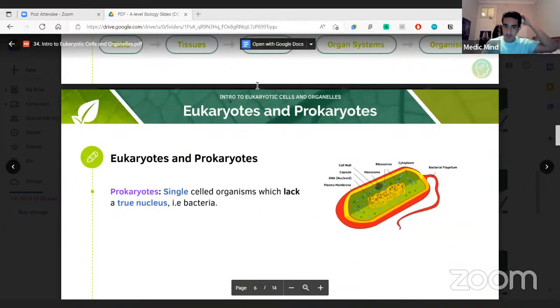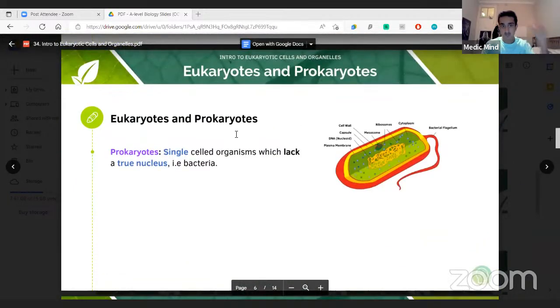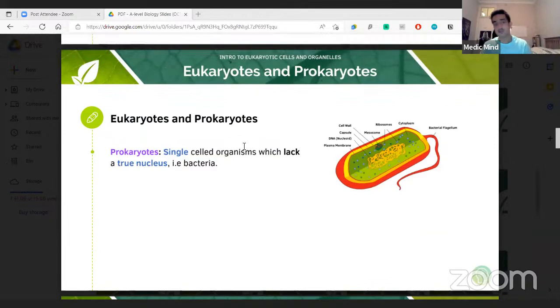A prokaryote is a single-celled organism which lacks a true nucleus. So it's really important to understand what a nucleus is. A nucleus is the store of DNA in eukaryotic organisms, and prokaryotes will lack this true nucleus.